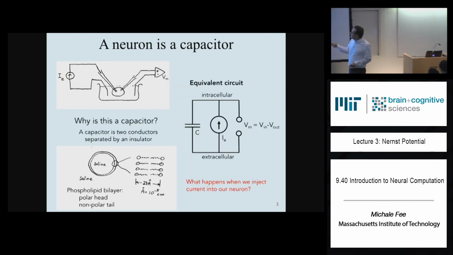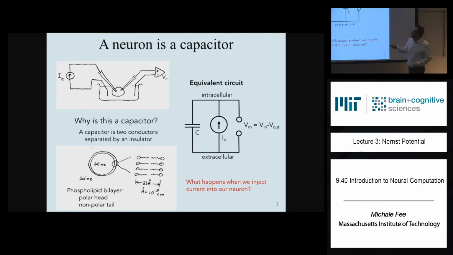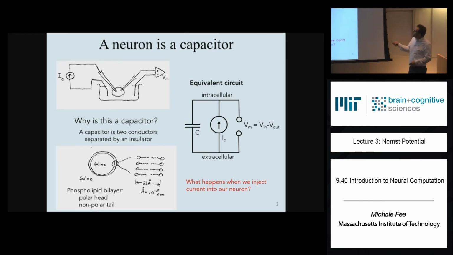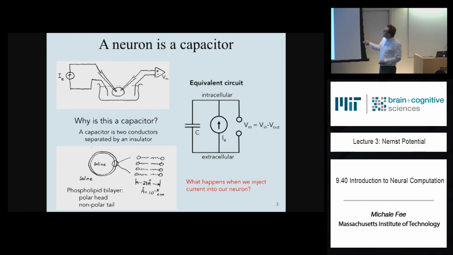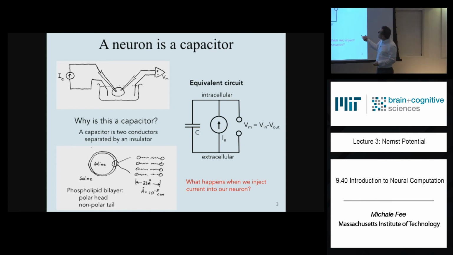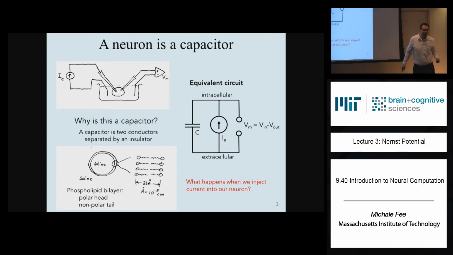So we've been analyzing a neuron. We've been imagining an experiment in which we have a neuron in a dish filled with extracellular solution, which is a salt solution. We have an electrode in the cell that's measuring the voltage difference between the inside and the outside of the cell. So we have the electrode connected to an amplifier, a differential amplifier, and a wire in the bath connected to the other side of the differential amplifier.